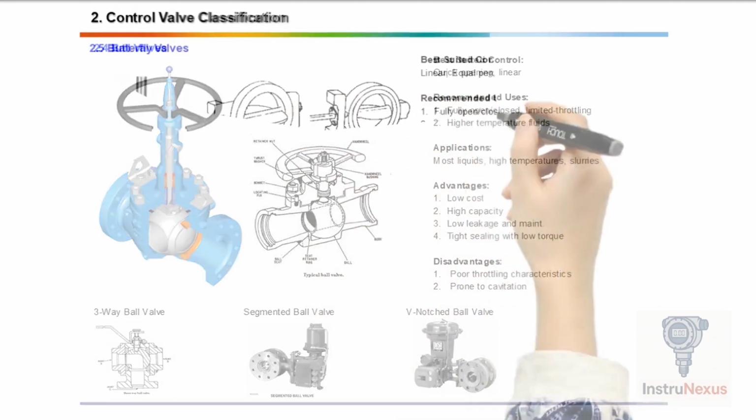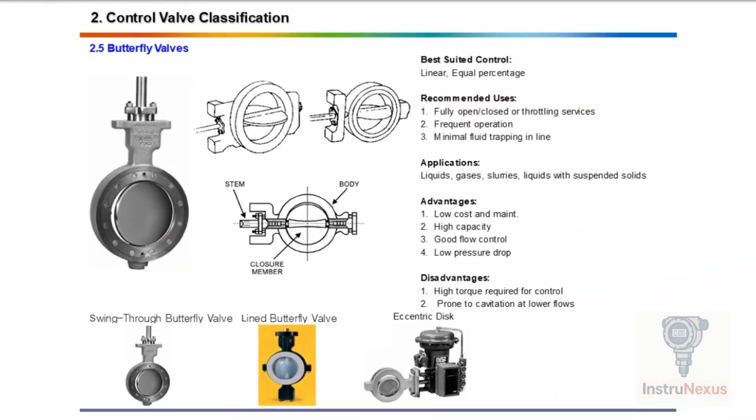Let's move on to butterfly valves, known for their compact design and versatility in both isolation and control applications. Butterfly valves are best suited for linear and equal percentage flow characteristics, which makes them a solid choice for both on, off and modulating control. They're highly recommended for 1. Fully open or closed operations, as well as throttling services. 2. Frequent operation due to their fast actuation. 3. Systems where minimal fluid retention is important. Common applications include liquids and gases, slurries, fluids containing suspended solids, thanks to their streamlined disc design.